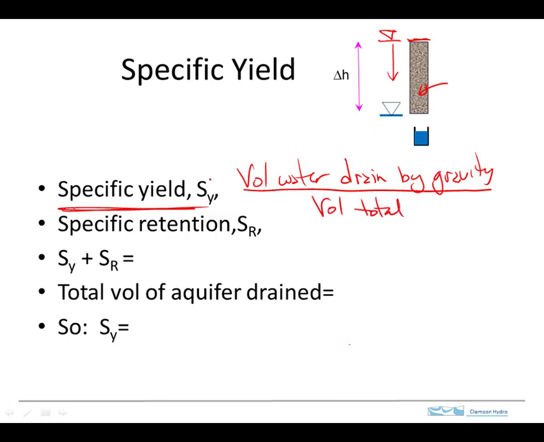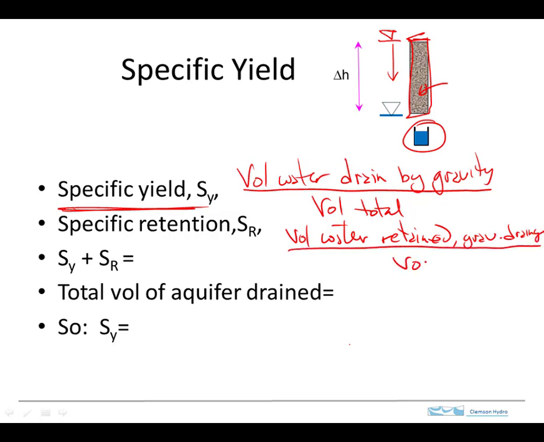So if we were to determine the specific yield from our experiment, it would be this volume of water that's come out as a ratio of this total volume of material that we've drained. Now, there's going to be some water left in the pores, and so the volume of water retained during gravity drainage, I'm going to abbreviate it here, per total volume. That's called the specific retention.